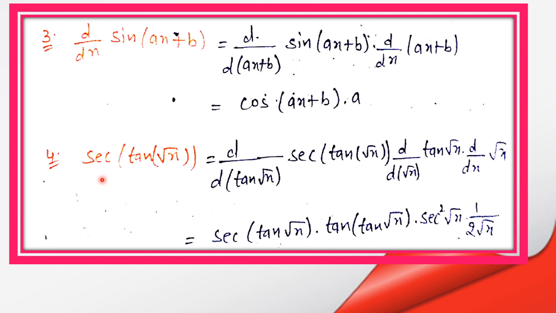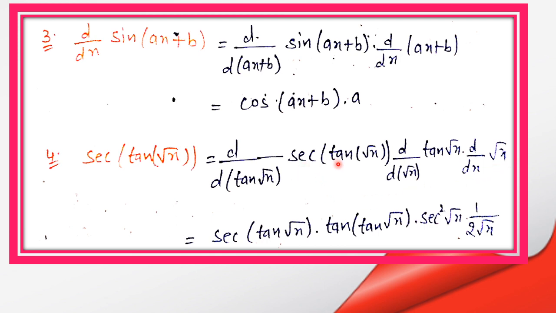Fourth question, sec of tan of root x. Here we have a composition of three functions. So first of all, find the derivative of sec of this thing, let's consider it as x, sec x with respect to this tan root x. Then in the next term, we will write tan root x and take the derivative with respect to root x. Then let's find the derivative of root x with respect to x.